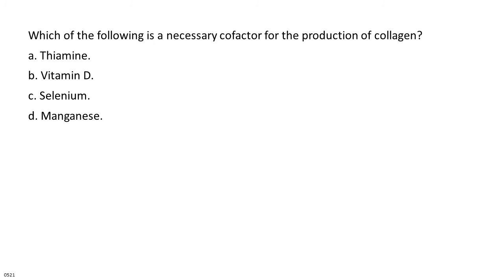Which of the following is a necessary cofactor for the production of collagen? A. Thiamine. B. Vitamin D. C. Selenium. D. Manganese.